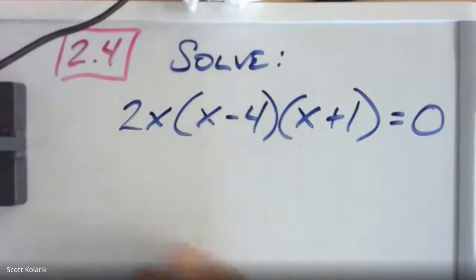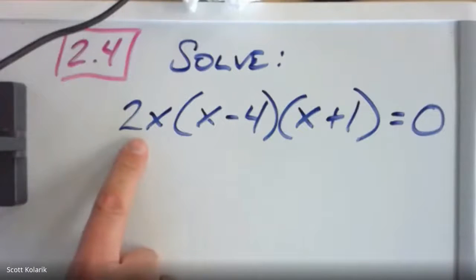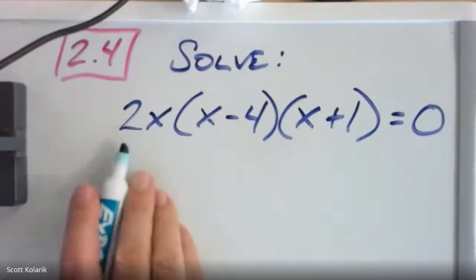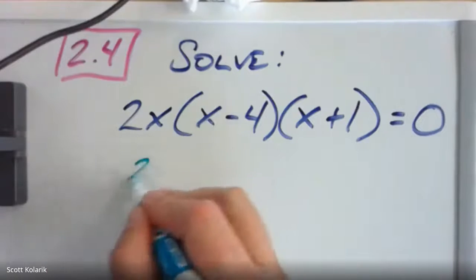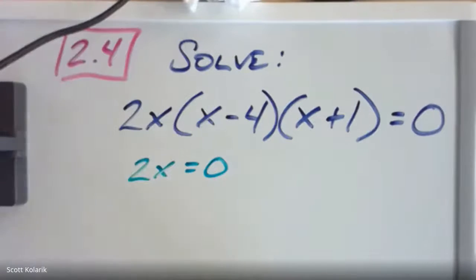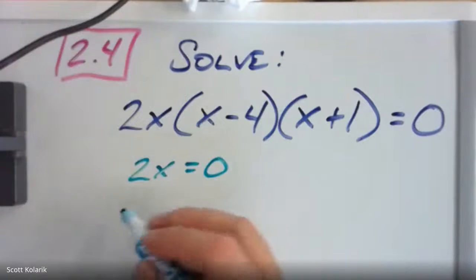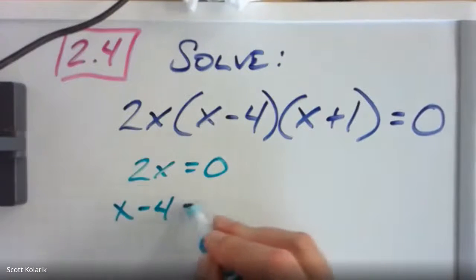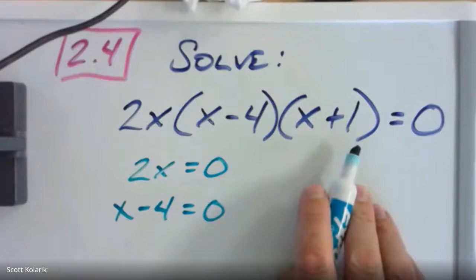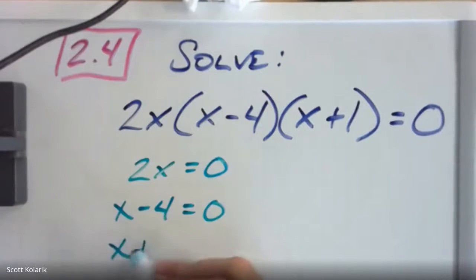Step 3, now I'm going to take each of the multiplied objects and set each of them equal to 0. So in this case, my first multiplied object, 2x here, take 2x, set it equal to 0. My next multiplied object, x minus 4, take that, set it equal to 0. My last multiplied object here, x plus 1, set it equal to 0.